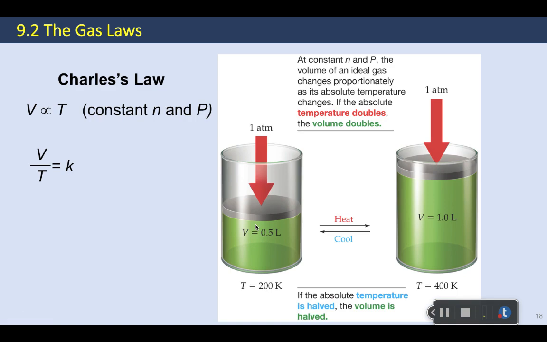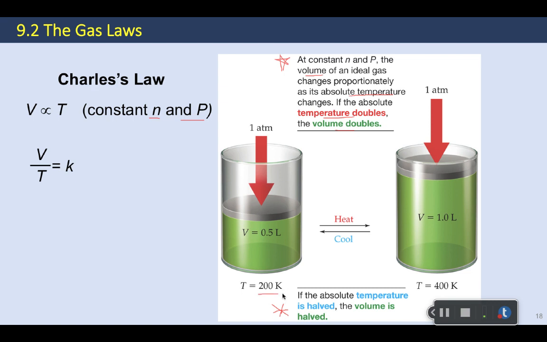It's called Charles's Law, but don't panic about the names again. And so what it tells us is the following, represented by the pistons in the picture: at constant number of moles and pressure, the volume of an ideal gas changes proportionally to its absolute temperature. That means Kelvin. And so if the temperature doubles, the volume doubles. If the temperature is half, the volume is half.